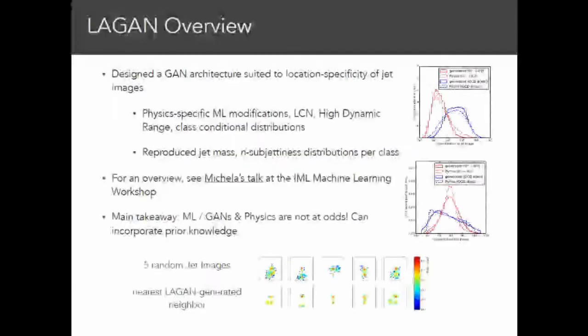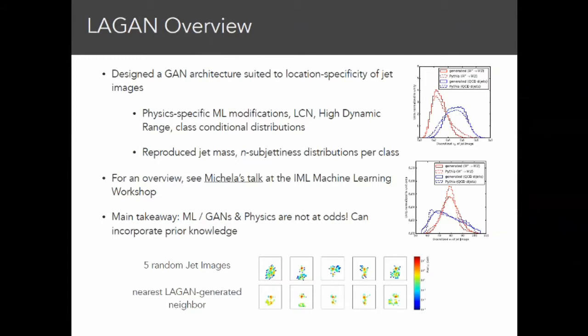So I will jump now into the LaGAN, which is our first work that tackled GANs explicitly for these jet images that we talked about before. I'm only going to touch on this at a high level, but essentially we designed a GAN architecture that was well suited to jet images, so that means we're looking at location-specific features, highly sparse images, a high dynamic range, and we want to actually recover some meaningful physical distributions. In particular, you can see on the right-hand side here, we reproduced mass and subjettiness quite well in terms of fidelity between generated and actual samples.